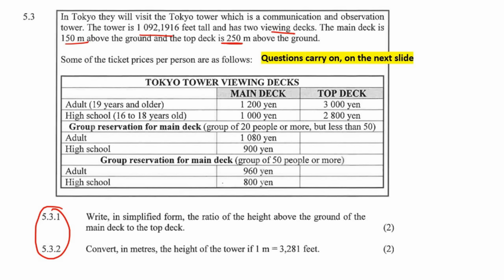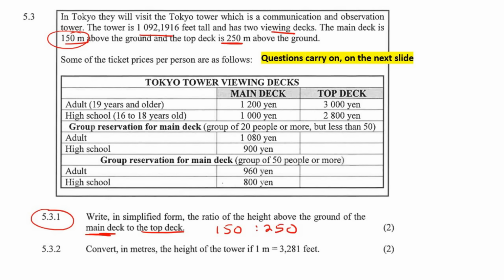Okay, so let's go see what the first question says. Write in simplified form the ratio of the height above the ground of the main deck to the top deck. So they're saying main deck first. So main deck was 150. And then the top deck was 250.